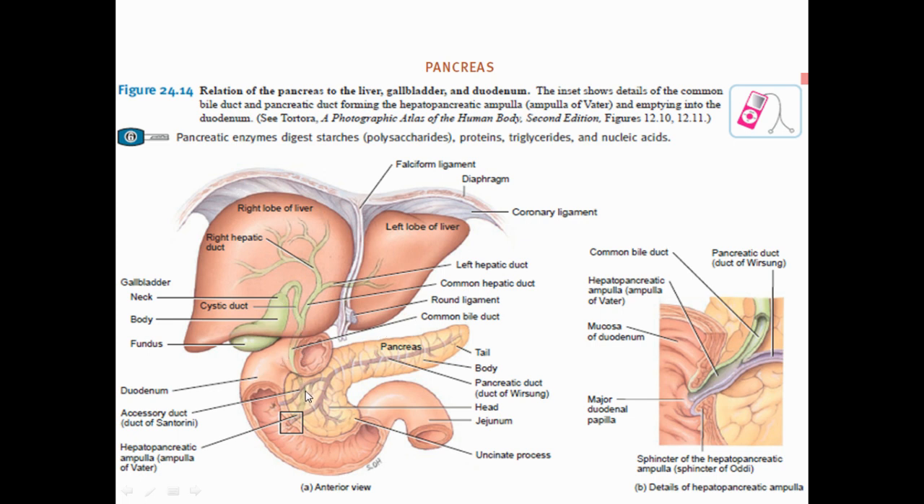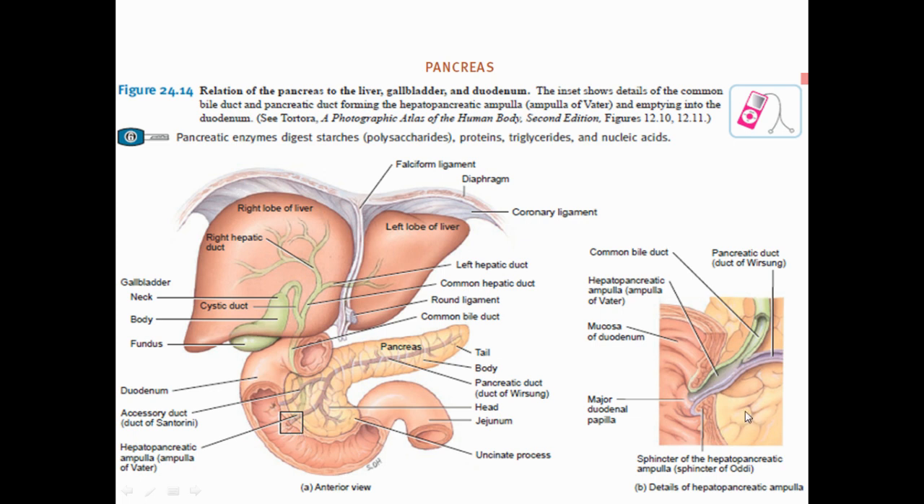This common bile duct will come up to the pancreas, and the pancreas has a pancreatic duct. The pancreatic duct collects the pancreatic juice from the cells of the pancreas and connects with the accessory duct, and they join together to form a bigger duct. This pancreatic duct along with the common bile duct join together to form the hepatopancreatic duct, the hepatopancreatic ampulla. This is otherwise called the ampulla of Vater.